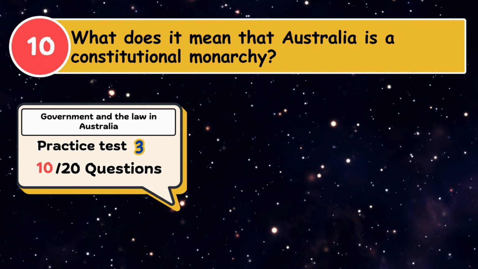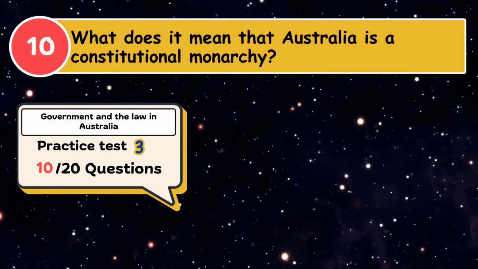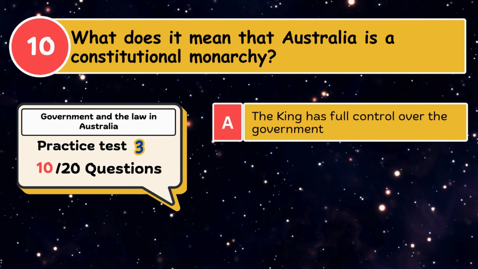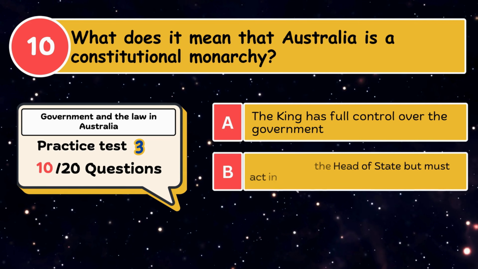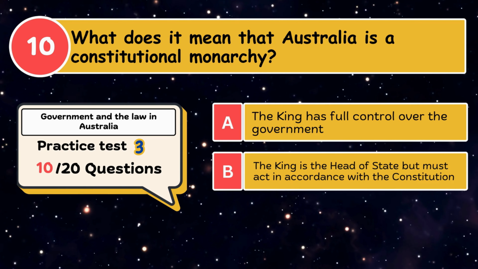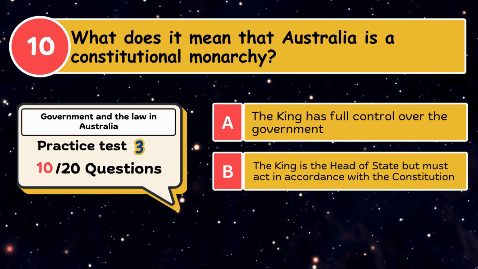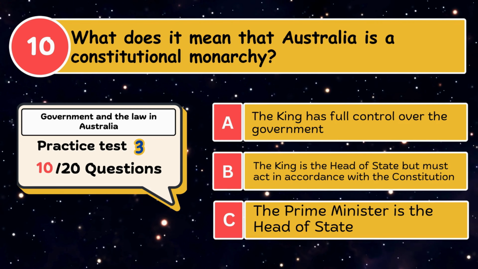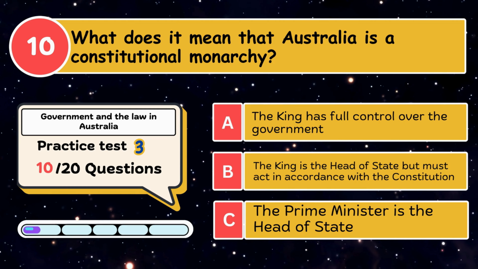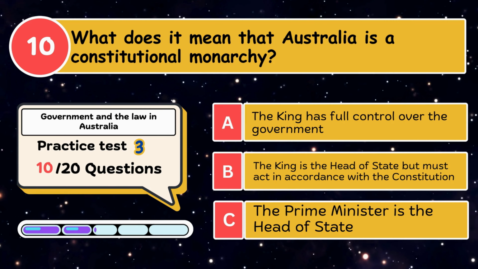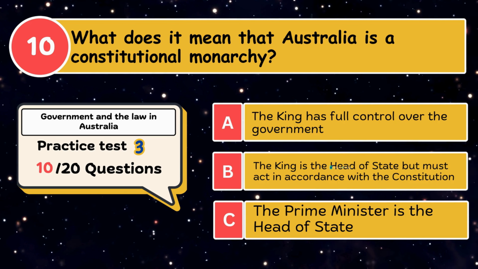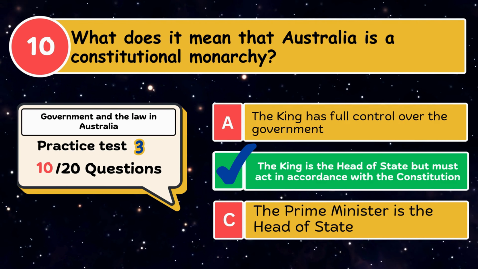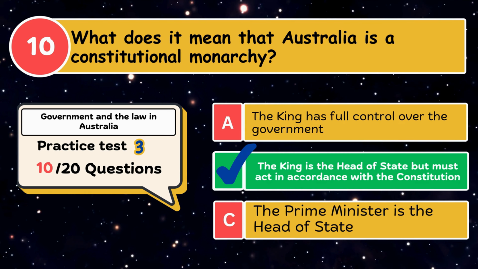What does it mean that Australia is a constitutional monarchy? A. The King has full control over the government. B. The King is the head of state but must act in accordance with the Constitution. C. The Prime Minister is the head of state. The correct answer is the King is the head of state but must act in accordance with the Constitution.